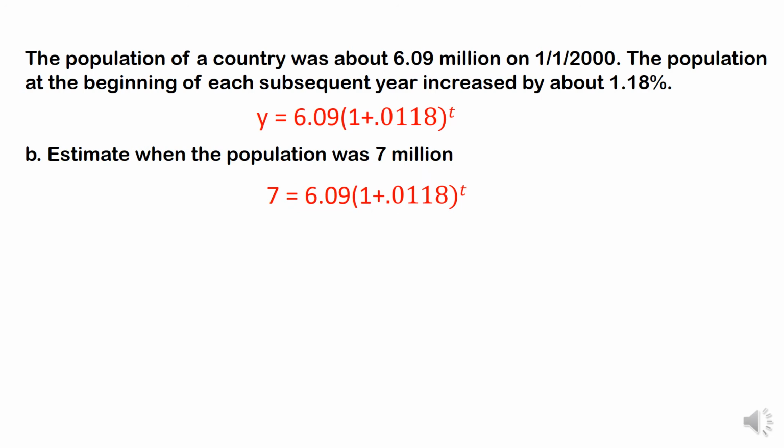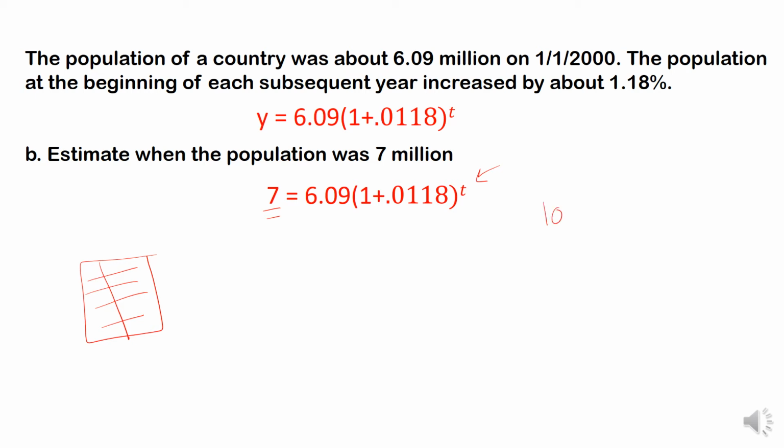Okay, now the second one was to estimate when the population becomes 7 million. In other words, you're finding t. Now, if you go to the example in the book, you will see that they show you how to use the table feature on a graphing calculator. So you can go back to this example in the book, and it will show you how to do that. Otherwise, we would just have to estimate, and we can't really solve that.